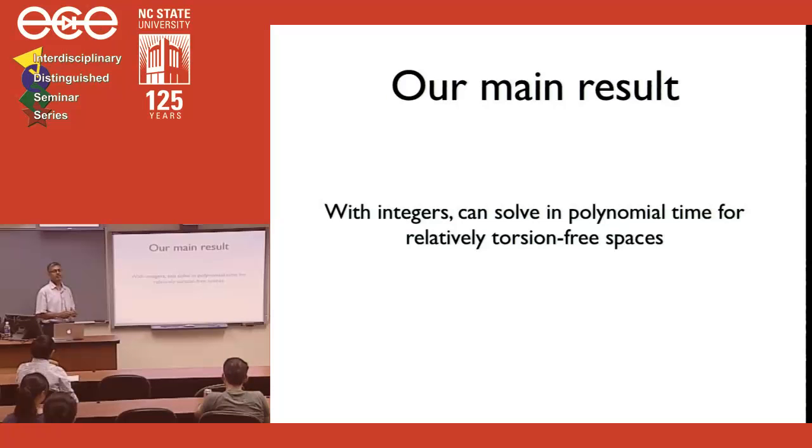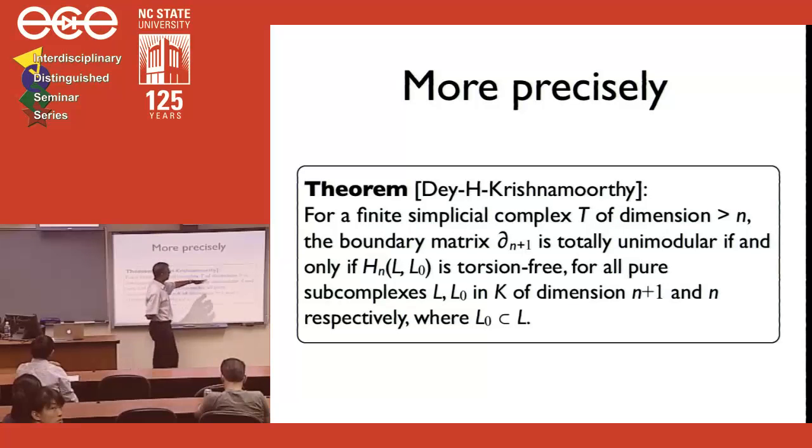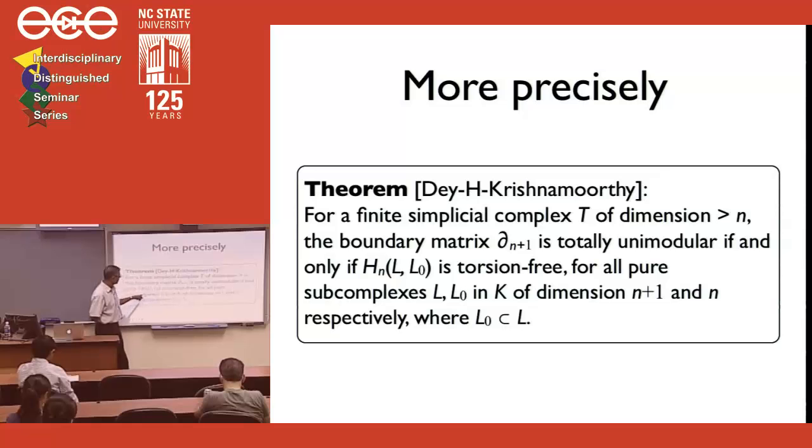Okay. So specifically, our theorem was that suppose you are given a simplicial complex, and let's say it's dimension n plus 1. What we proved was that the top dimensional boundary matrix will be totally unimodular if and only if you have this condition: that the relative homology in codimension 1, the n-dimensional relative homology, is torsion free, and this is to be true for all subcomplexes L0 and L. So it's technical sounding, but it has many interesting implications, and it was a lot of fun to prove. The proof is very fun.